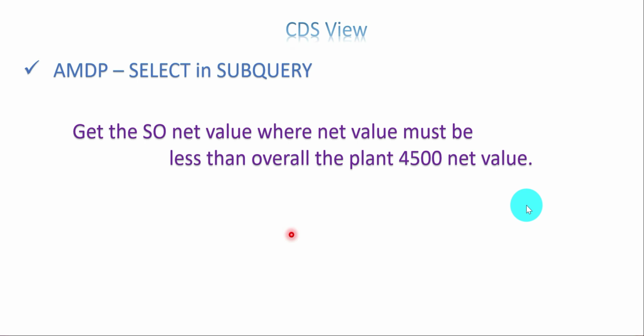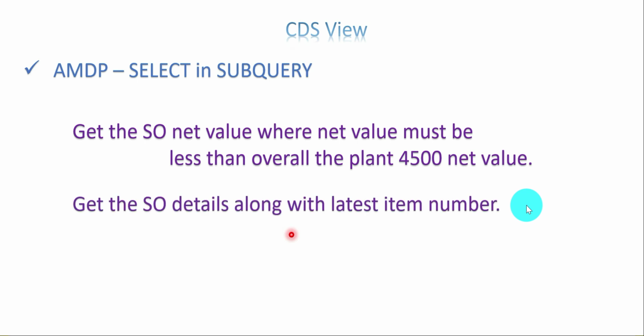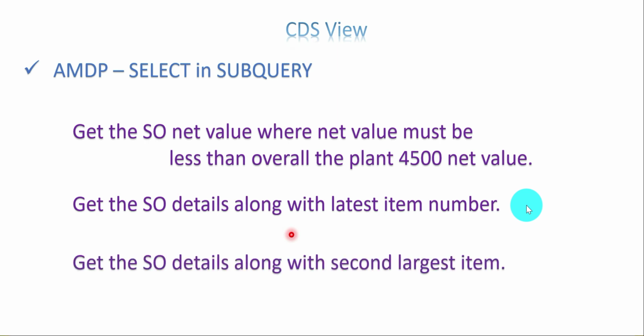So this is one business scenario. In the other business scenario, I want all the sales order information, and in that I need only the latest item number of the sales order. I can have n number of items, but for every sales order I need only the latest item. And one more scenario is I want the second largest item from the table. So these are the three scenarios for which we are going to create a subquery.